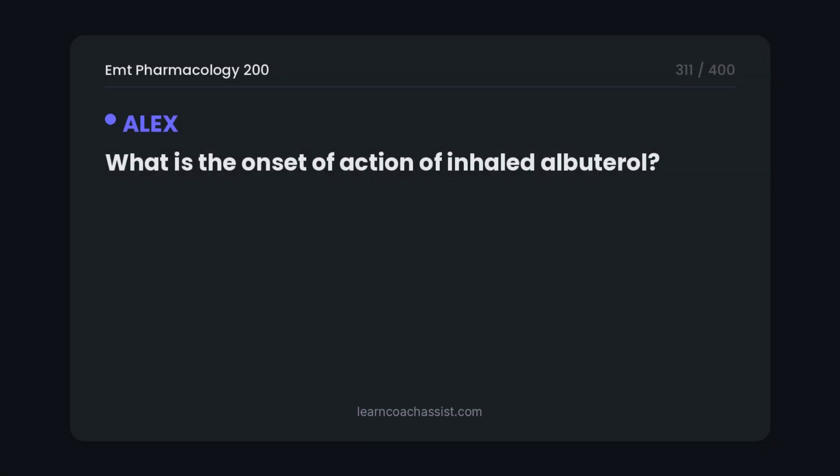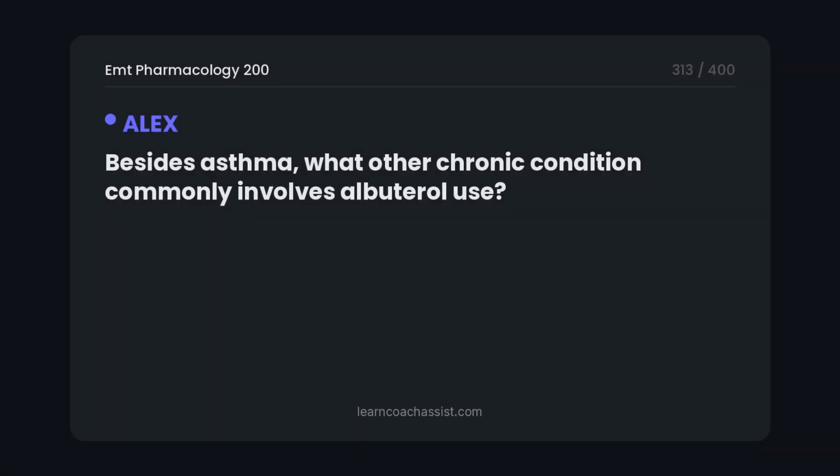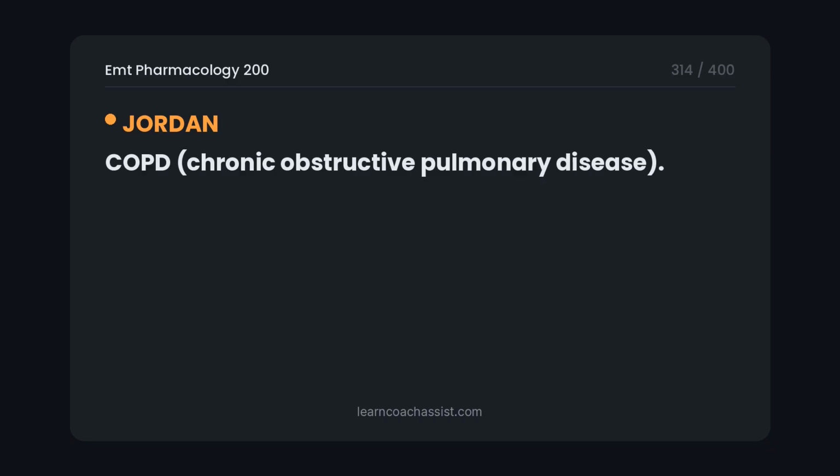What is the onset of action of inhaled albuterol? Rapid, typically within 5 minutes. Besides asthma, what other chronic condition commonly involves albuterol use? COPD, chronic obstructive pulmonary disease.